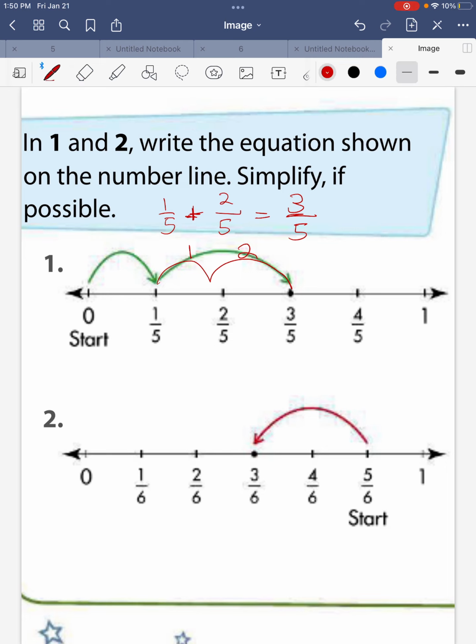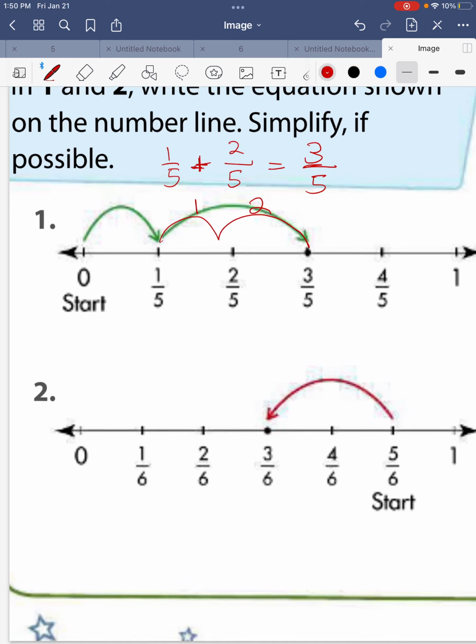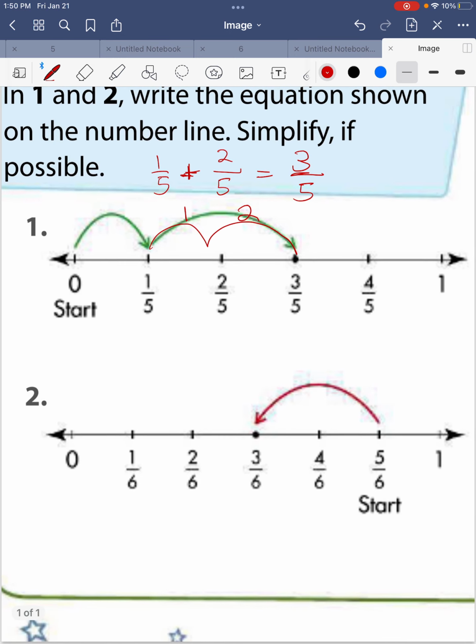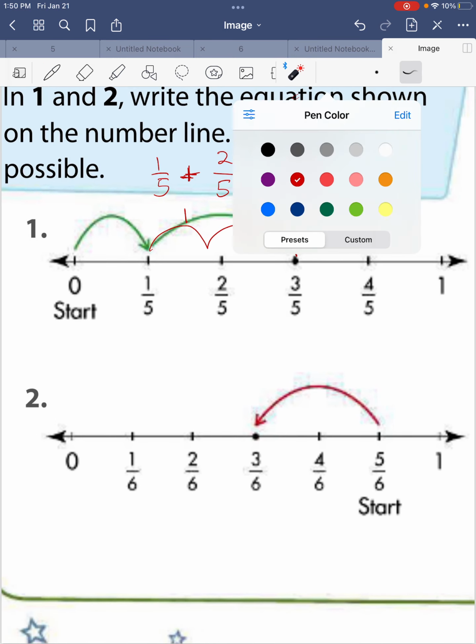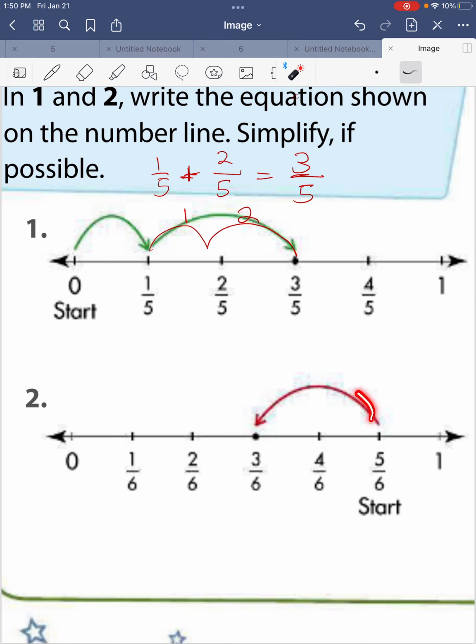Okay. Number 2. In number 2, we notice that the arrow is going this way now. It is going left, okay? When it is going back, when it is going left, you are going to be subtracting, okay? So let me look at where they start. They start at 5/6. So I'm going to write that here. I'm going to write 5/6, okay?